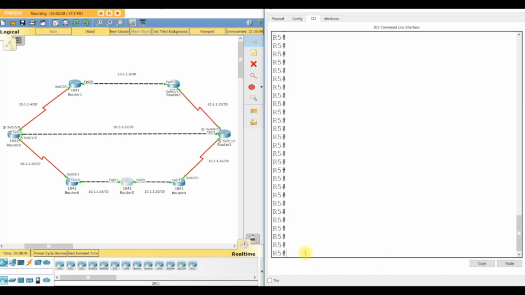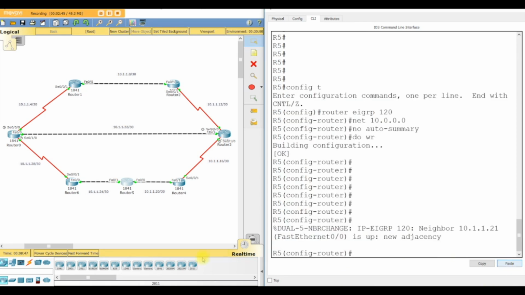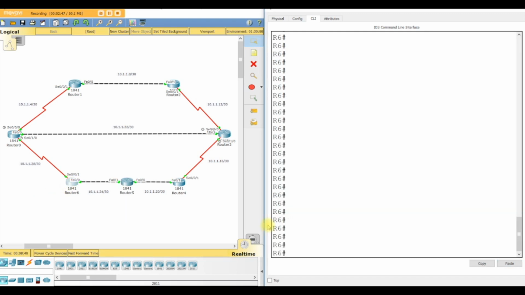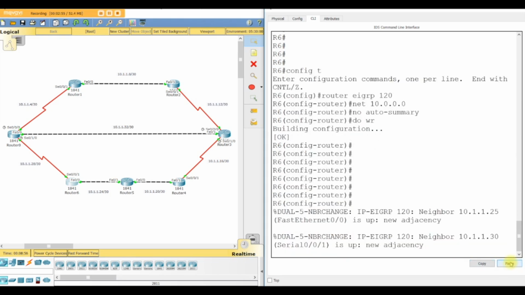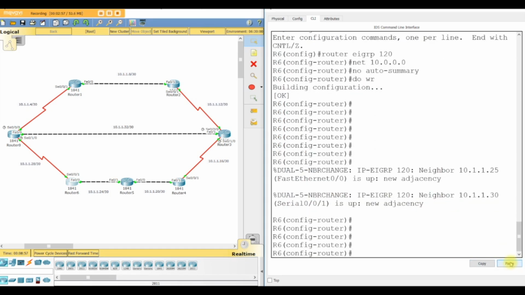All right, so router 4, I did router 4, okay. Router 5, config T, and we're going to go ahead and paste that right there. And then last router, config T, paste. All right, and then I should have done WR way up there, sure did.